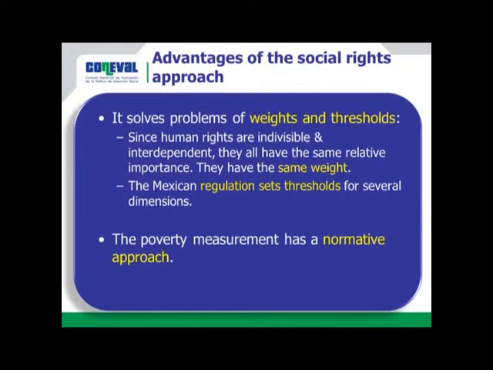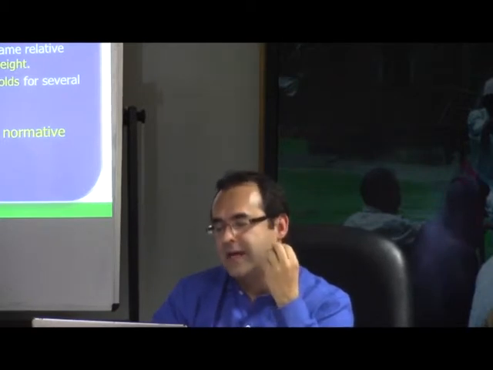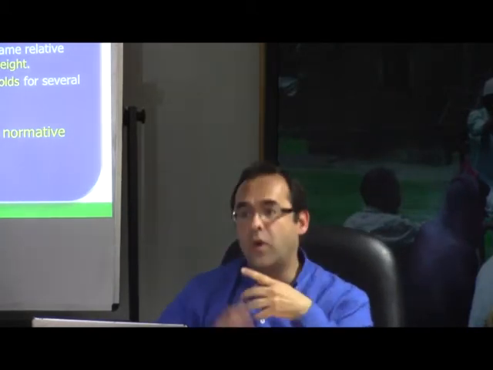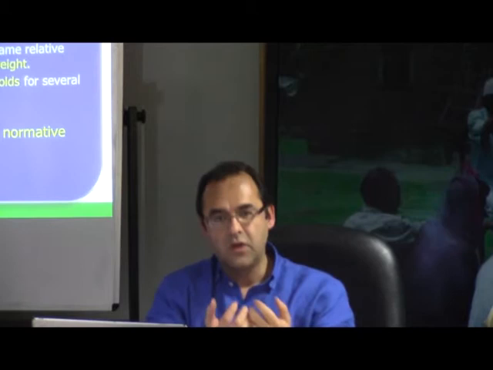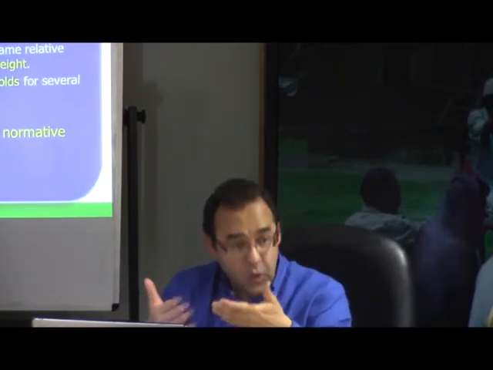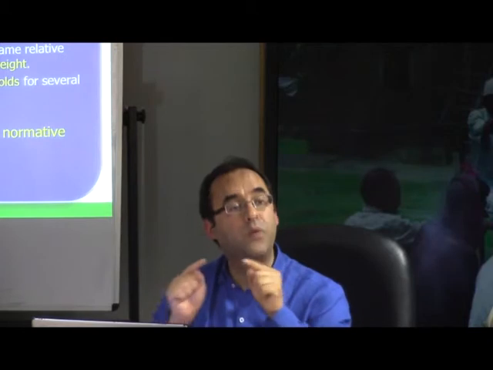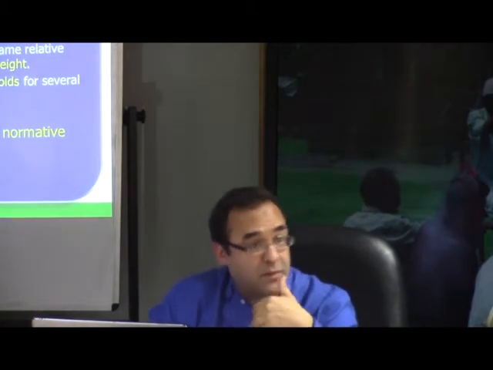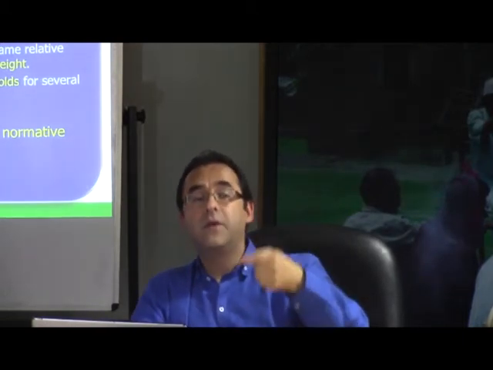Well, another advantage of the social rights approach is that it somehow solves the problem of weights and thresholds. Why? Because in the theory of social rights, these rights are indivisible and interdependent, which means that they all are equally important. So when we discuss weight, which is one of the most important elements when you put together an indicator with various dimensions, you always have to debate on the weights. According to this theory of social rights, all of them are equally important, therefore the weight is equal among all of them. We may think that perhaps food is more important than housing, because you may die if you don't eat. So we may discuss a lot on that. But if you take the theory of social rights, that discussion is not there. All of them are important.